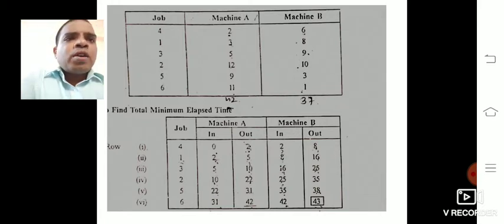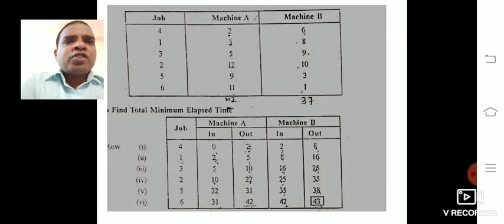Now it needs to enter machine B. See the fourth job comes out after 8 minutes, so after 8 minutes the first job is going to enter machine B, so we write the in time as 8. Please check the processing duration for the first job, that is 8, so 8 plus 8 is 16. After 16 minutes job 1 comes out from machine B.